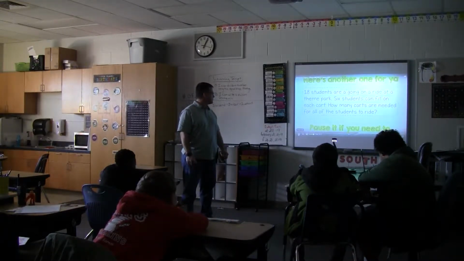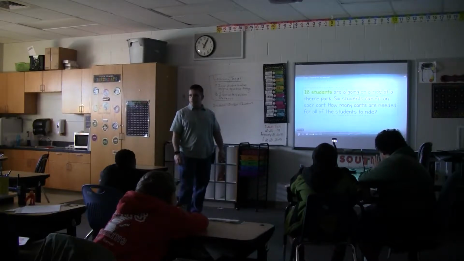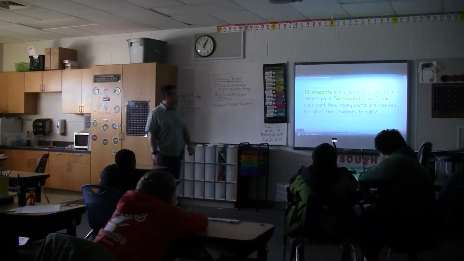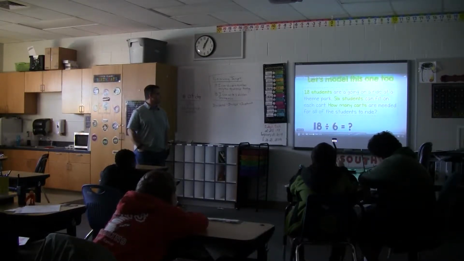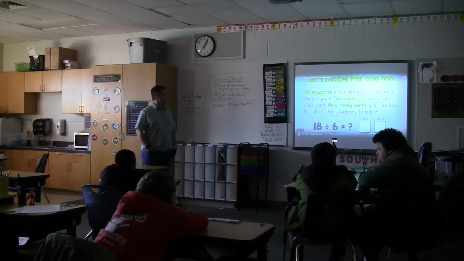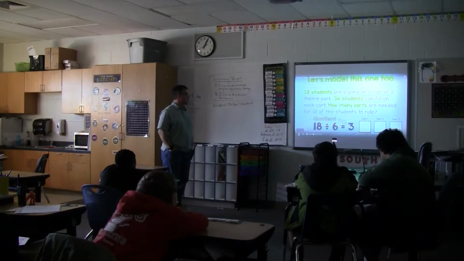Here's another one for you, pause it if you need to. We know the total and the things in each group. So now how many groups? Let's model this one too. 6 in each, 6 in one group, but the total's 18. Then another makes 18, the portion is 3.